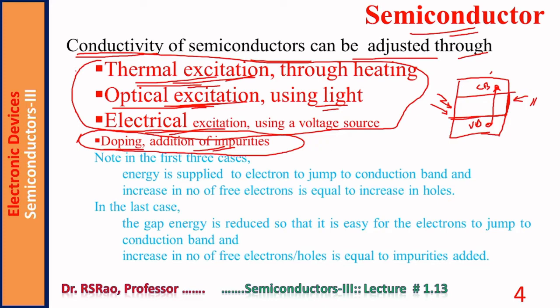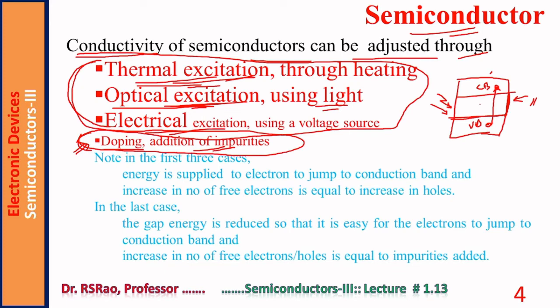There is one basic difference between the first set of methods and the last one. In the last one, impurity addition induced conductivity variation is a somewhat permanent or semi-permanent affair. Once impurities are added, conductivity goes up and this increased conductivity remains permanently. It is not so in the case of conductivity rise due to thermal excitation, optical excitation, electrical excitation or radiation.